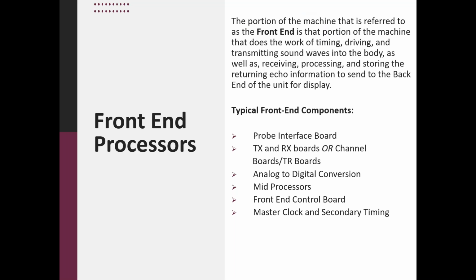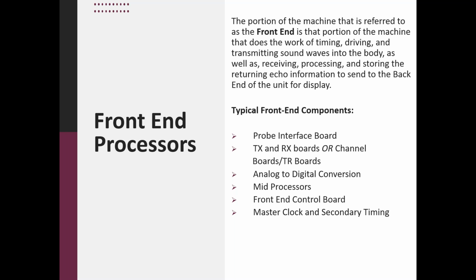The portion of the machine that is referred to as the front end is that portion of the machine that does the work of timing, driving, and transmitting sound waves into the body, as well as receiving, processing, and storing the returning echo information so it can be sent to the back end of the unit for display. Typical front-end components would be some kind of probe interface board, TX and RX boards, or channel boards. There's basically two different kinds of front-end configurations, and we'll talk about that later.